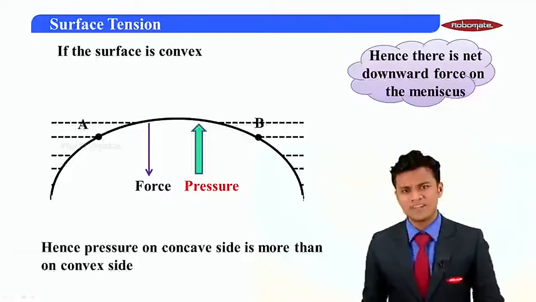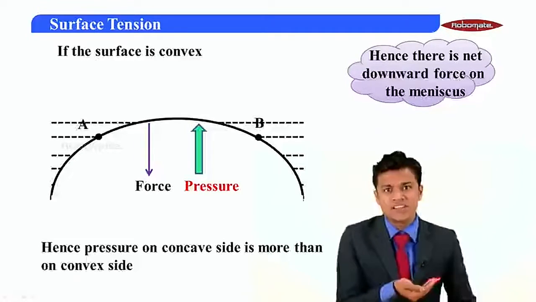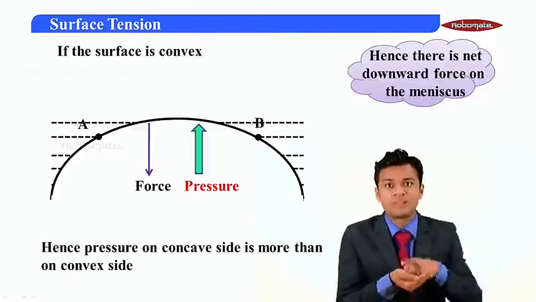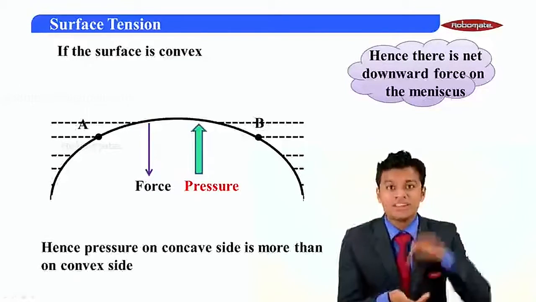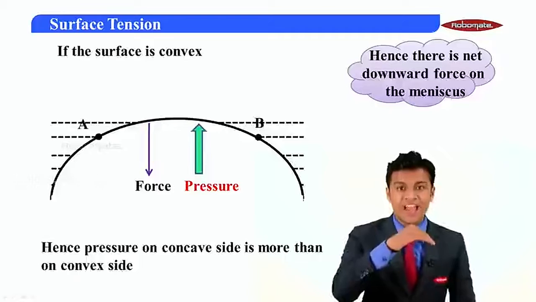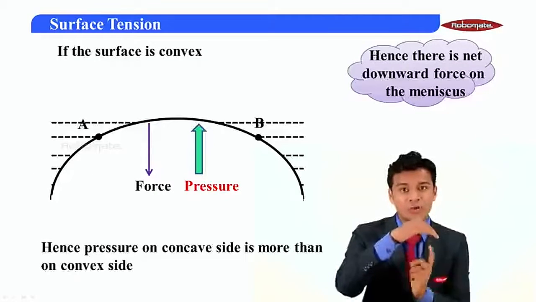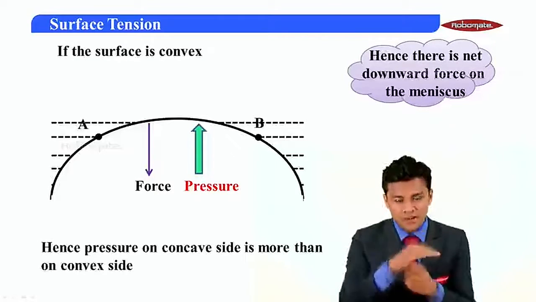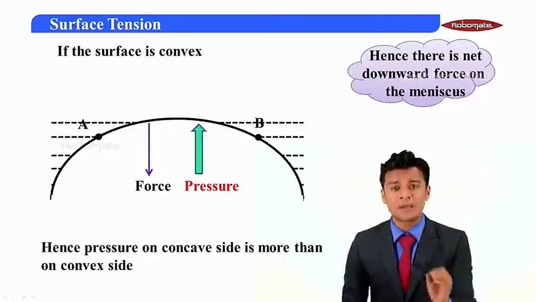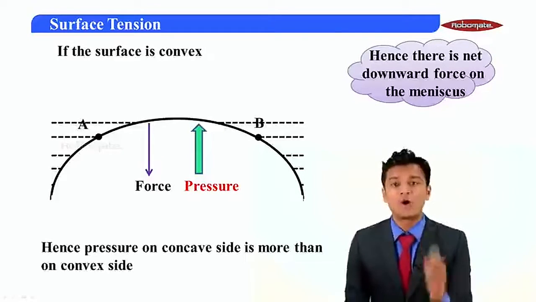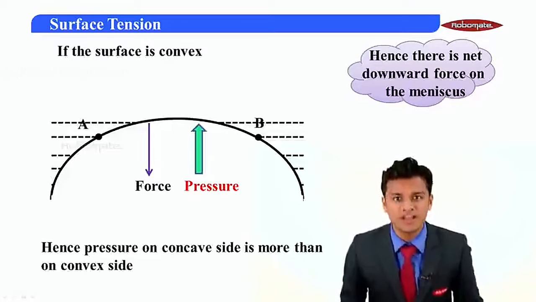Now class, in the previous case I had a concave surface and pressure here is more. That means pressure on concave side is more. This time I have a convex surface and again I have pressure more here, that is again on the concave side. So does that mean that irrespective of what the shape is, pressure is always more on the concave side?